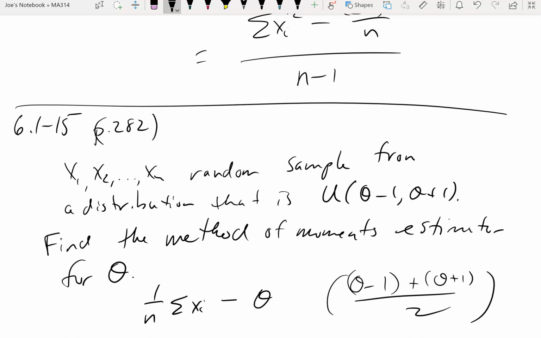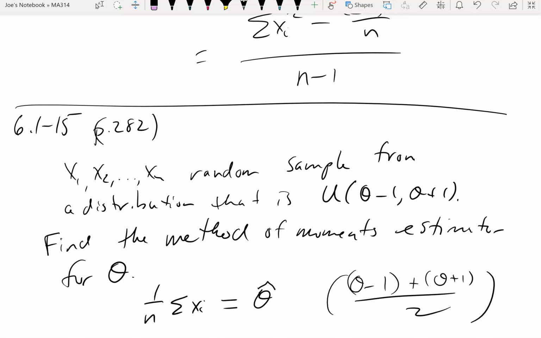Here. This will be your theta hat. Well, I guess we'll use a hat. It's fine. That'll be our estimator. Okay, cool. Good. We got there. It's true. So in this case, the method of moments estimator is the sample mean.